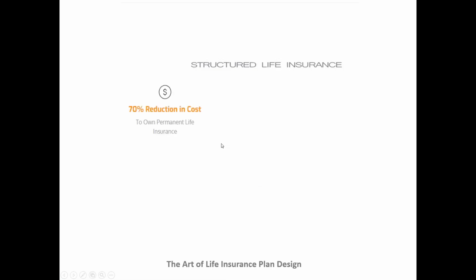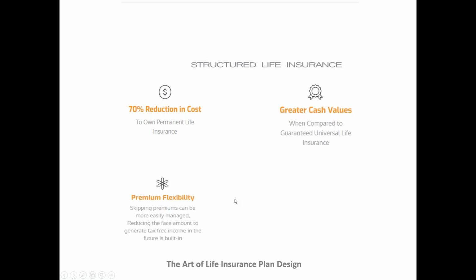So what we're doing is we're delivering a solution that is dramatically less in cost than anything on the street, much better cash values, much better premium flexibility, and we do not have to borrow money from a bank as any aspect of this. That's what we call the art of life insurance plan design. So we have two structures, two suites of solutions. Today we're going to focus on the protection plan structures, and we'll worry about the LARP later. But the protection plan structure on paper looks very simple.